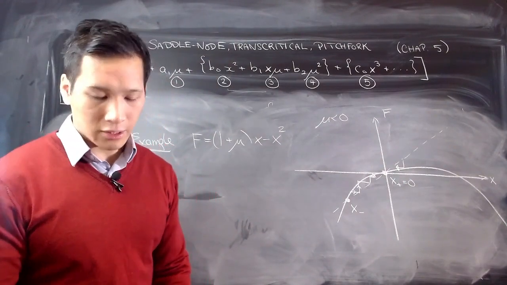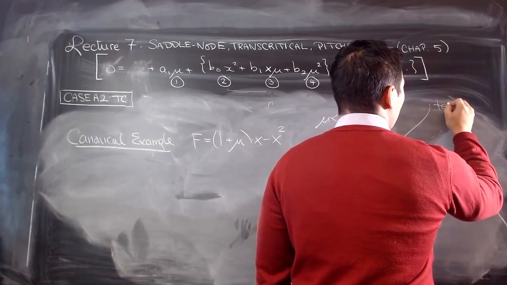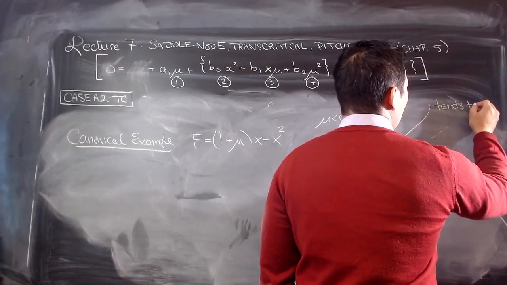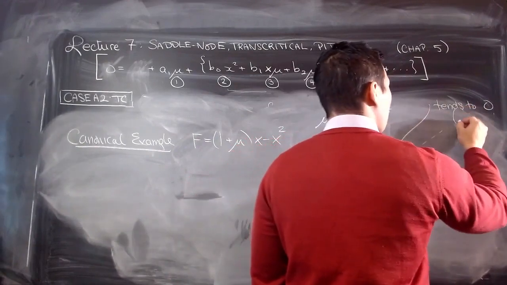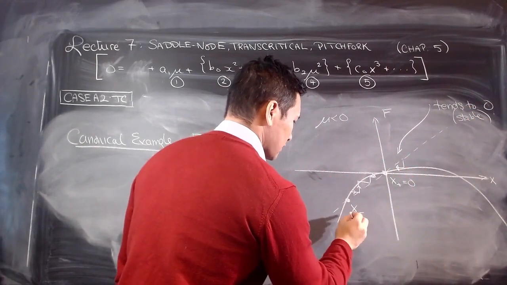And that's basically all the observations. I can write a little arrow here. This tends towards 0. So that's stable here. And this here is unstable.